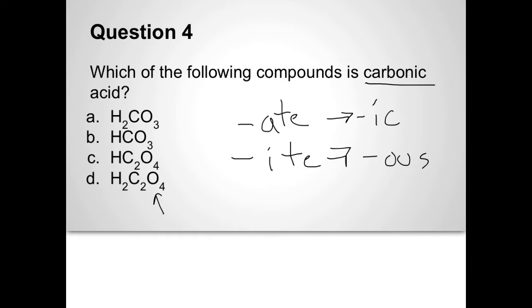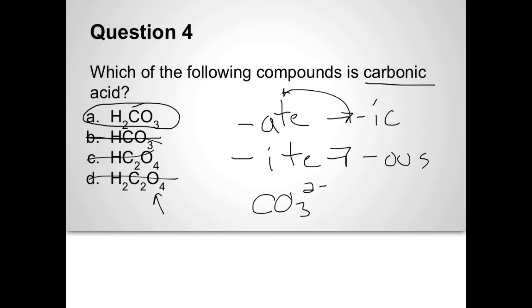Okay, so in this case, carbonic, if we work backwards, means that the suffix was carbonate, and carbonate is CO3, and we need two hydrogens because CO3 is a polyatomic ion with a charge of -2, which is why we can't use this one, because HCO3 would not match up with the charges. And then the other choices, none of those are carbonate.